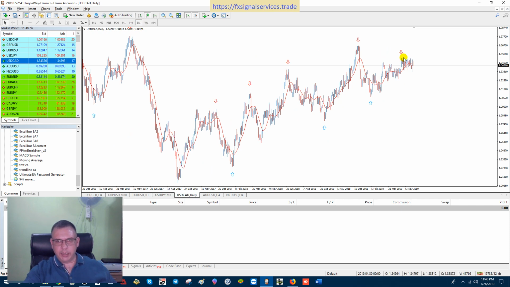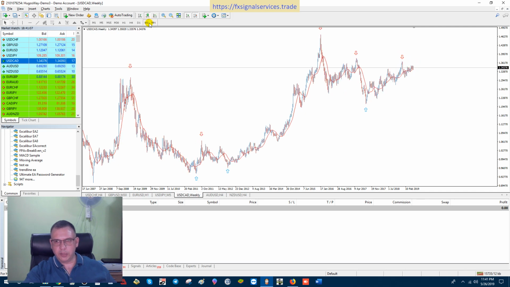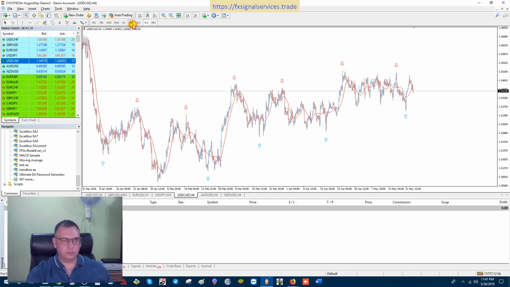If we look at the daily, we see we hit this level of resistance here, and all we have now is a down arrow. We don't have an up arrow right now on the daily. If we look at the weekly, we see the same thing. We have a down arrow but no up arrow. So based on what I'm seeing according to the larger time frames, this is definitely getting ready to go into a downtrend.